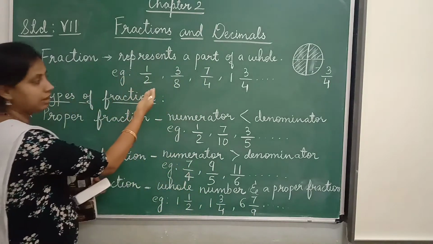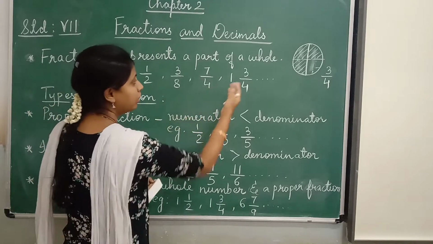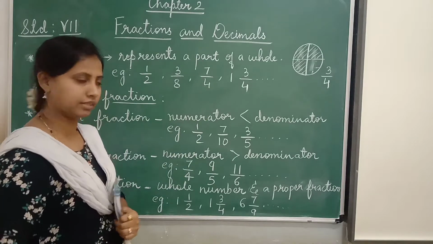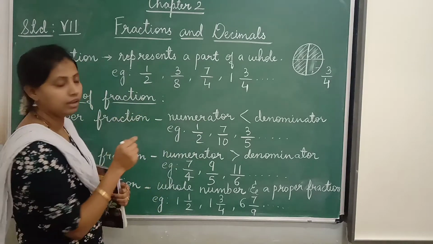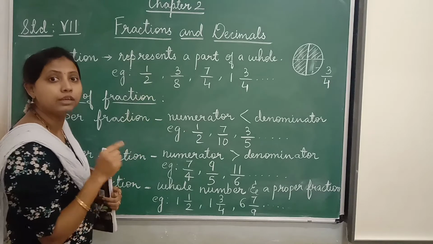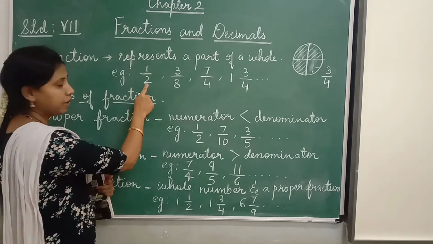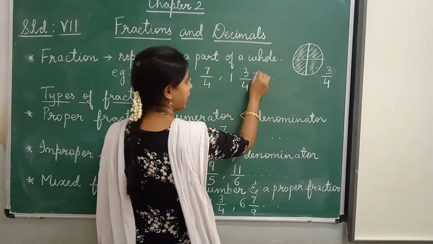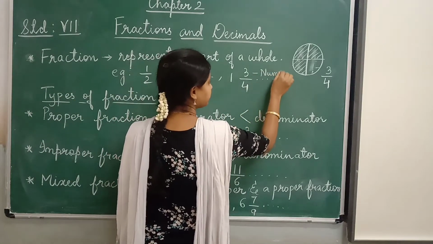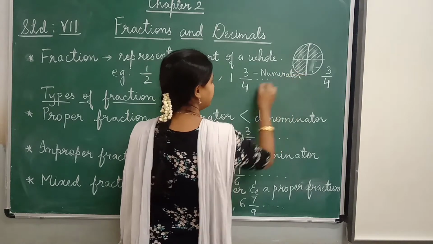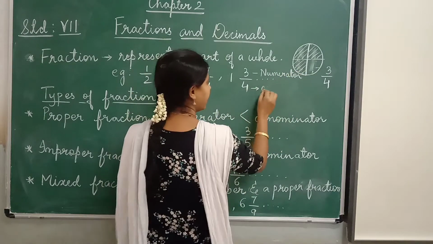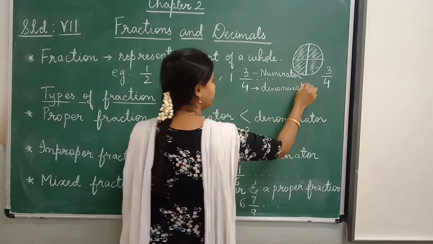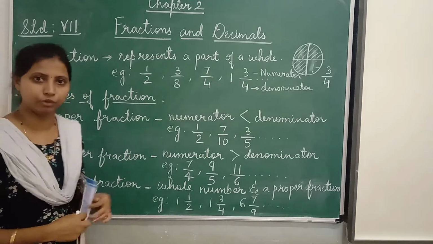For example, you can see 1 by 2, 3 by 8, 7 by 4, 1 integer 3 by 4. So you have different kinds of fractions. Now in the fraction, the above number is called the numerator and the below number, what is written below the line, is called the denominator. You know all these things, okay? So now you can see different kinds of fractions we have. We have also studied it.